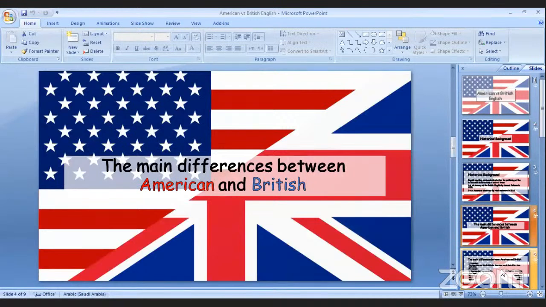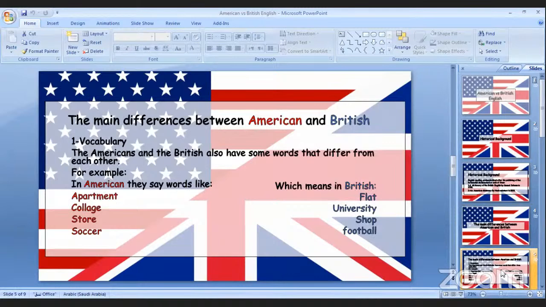The main difference between American and British, one, vocabulary. The American and the British also have some words that differ from each other. For example, in American they say words like apartment, college, store, saucer, which mean in British, flat, university, shop, football.